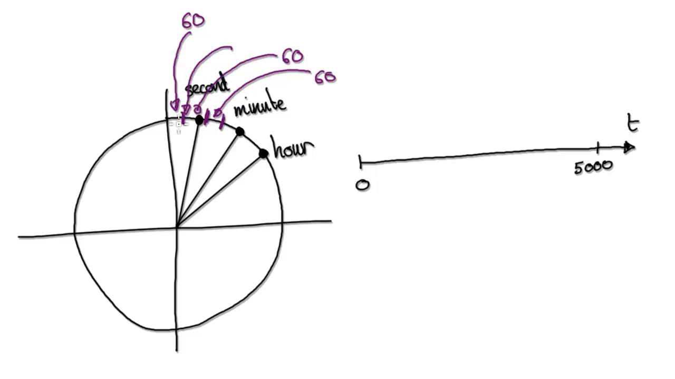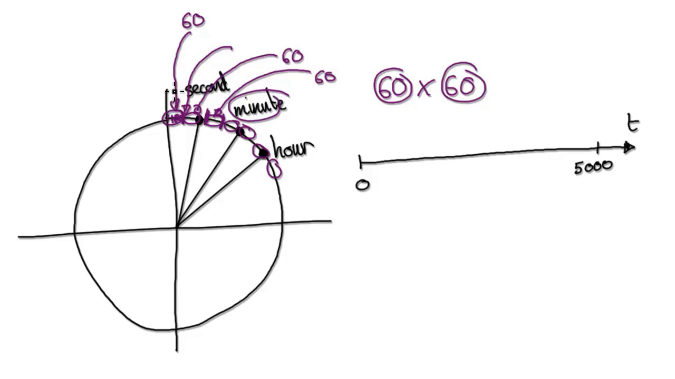Well, overall, how many of these little seconds are there? Can you see there's 60 seconds here, 60 seconds here, 60 seconds, 60 seconds, 60 seconds, 60 seconds. So it's going to be 60 times 60. That will then simulate our minutes hand.